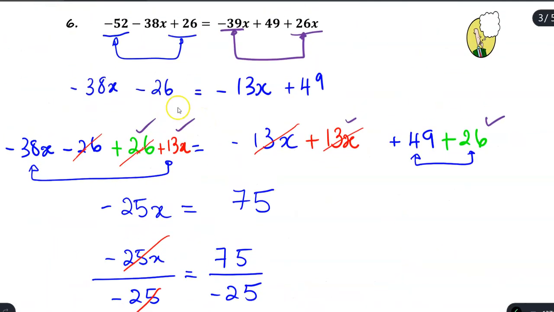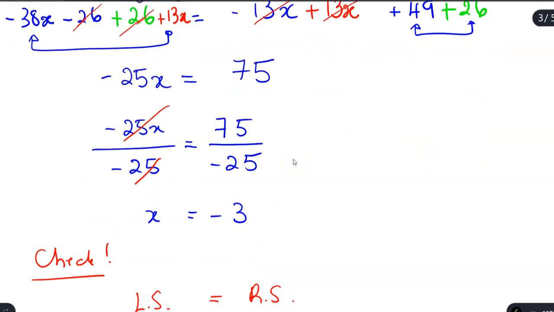Don't start checking your solution from here, because if you make an error in here, the solution for x will be an error, and that means you take an error and check the error. It's not that you are checking whether or not you have the correct solution.